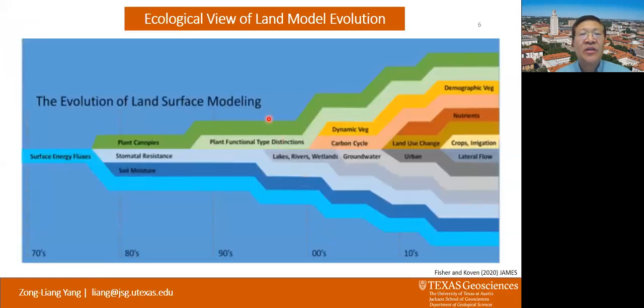Another view is the ecological view of land model evolution, published by Fisher and Koven in the JAMES AGU journal 3 years ago. You can see over the past 4 or 5 decades, vegetation, dynamic vegetation, different carbon cycles, crops, etc. were gradually incorporated in the land modeling framework, evolving from very simple earlier generation models to more sophisticated latest representations of the surface processes.